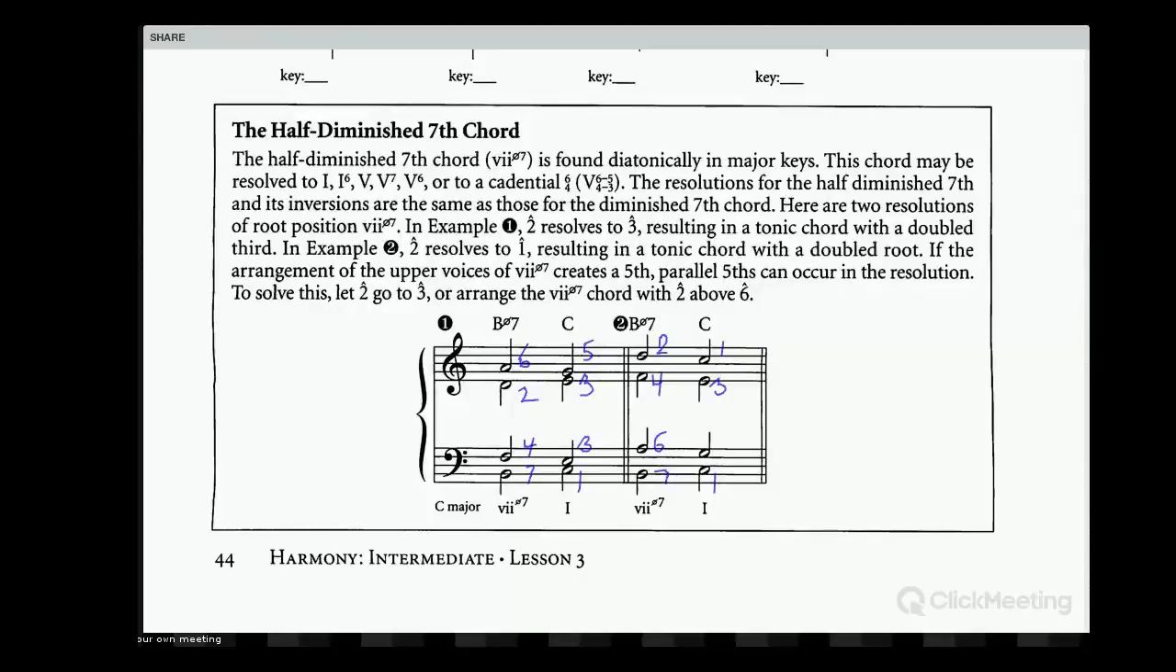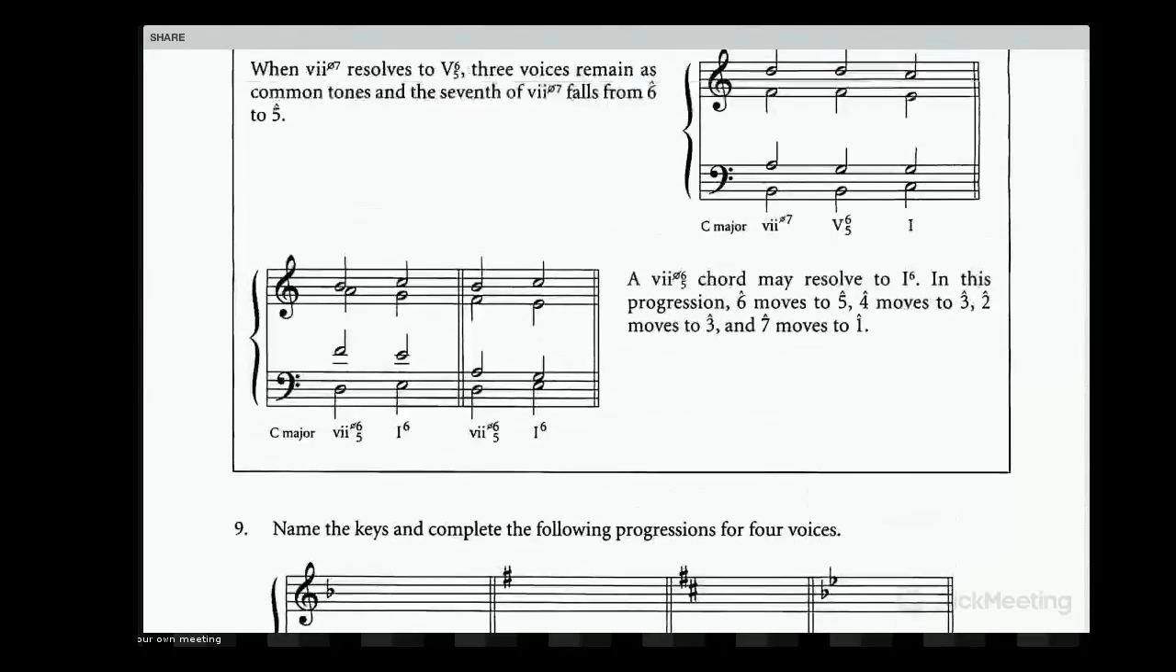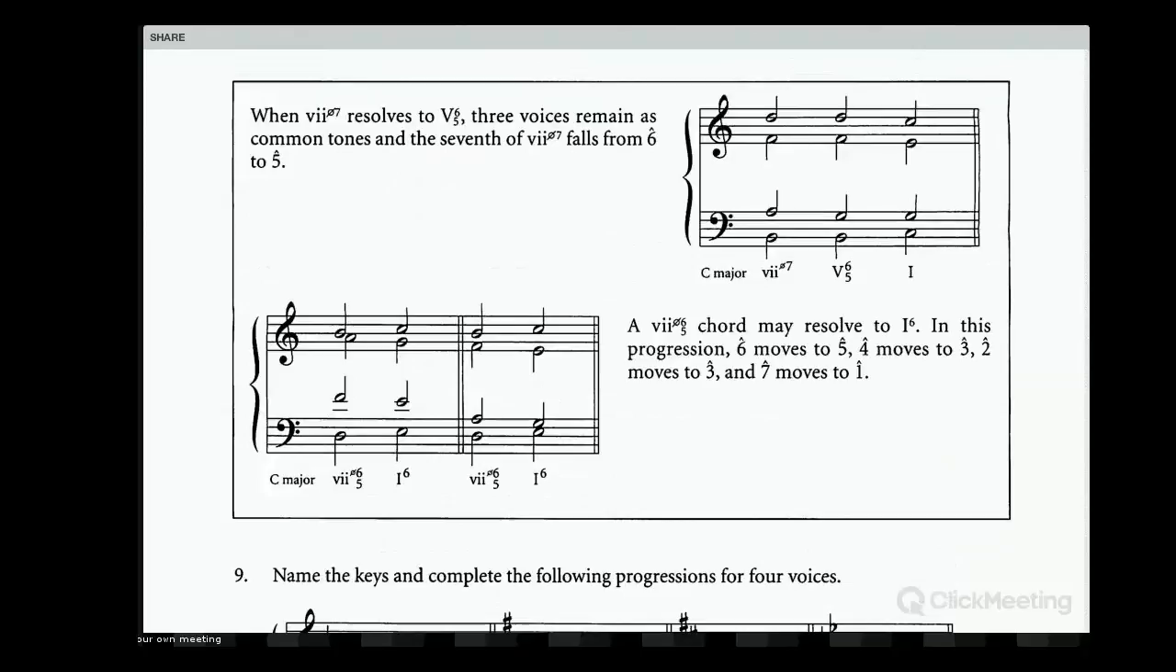Because this is a half diminished seventh chord, if you have a diminished seventh chord in first inversion, and you want to move to the 1 chord, that can never happen, because the fifth is not a diminished fifth, the fifth would be a perfect fifth. You would always have perfect fifths. So the half diminished seventh chord always leads to 1. Always leads to 1.